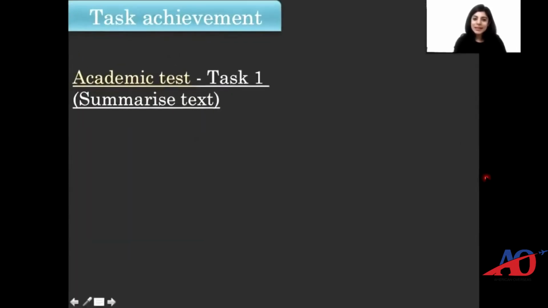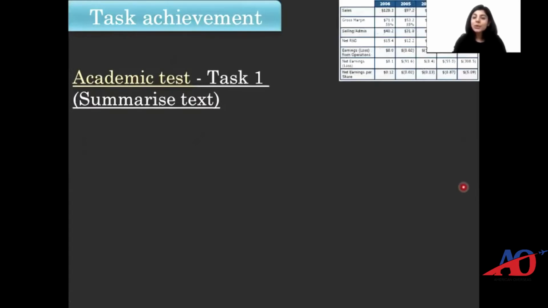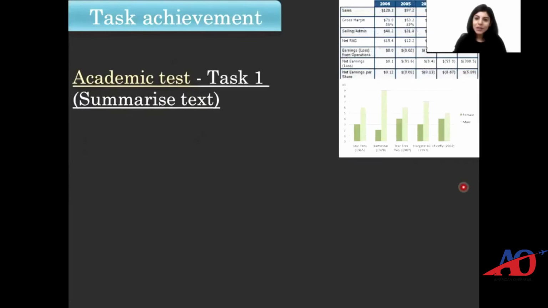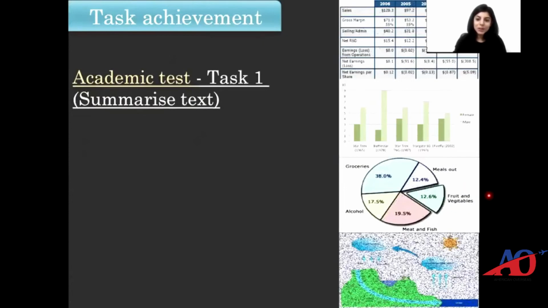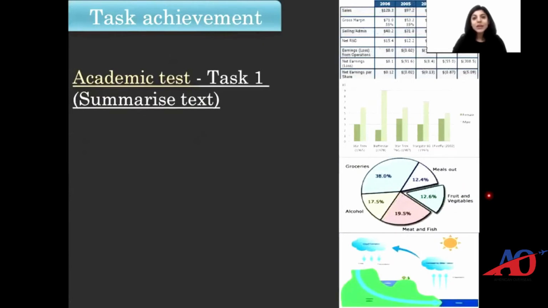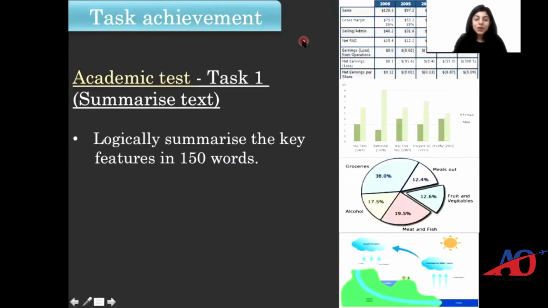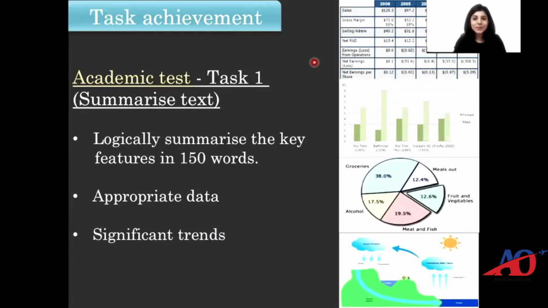Whereas in academic test, task 1, you have summarized text in which you're supposed to describe a table, a graph, a chart, or a diagram. You will be given either one or a combination of 2 of them. Task achievement will be marked on your ability to logically summarize the key features in 150 words with appropriate data and significant trends that you'll see in the image given to you.